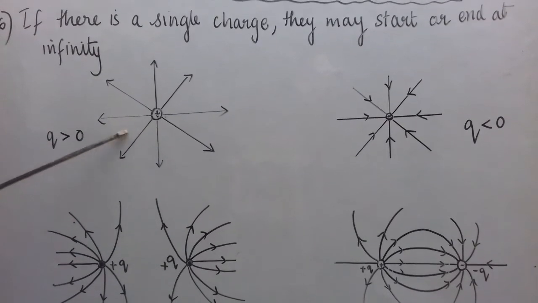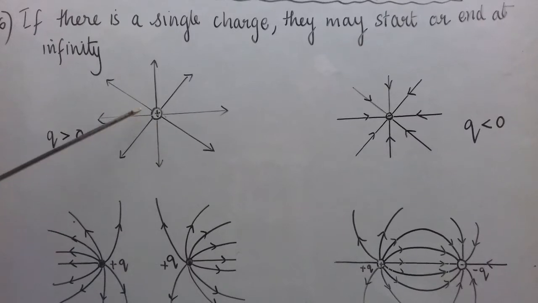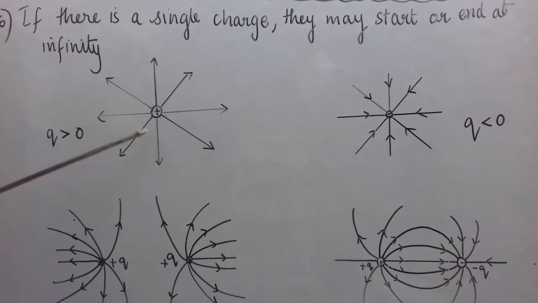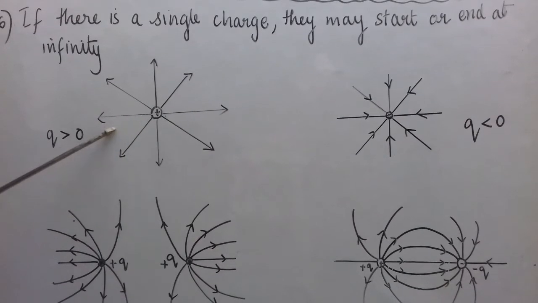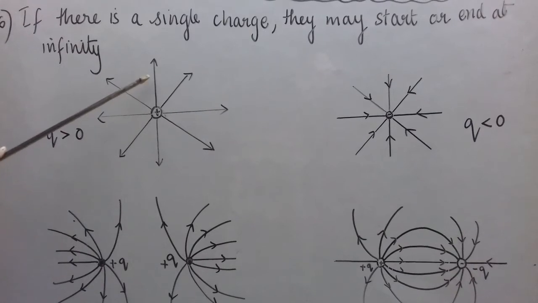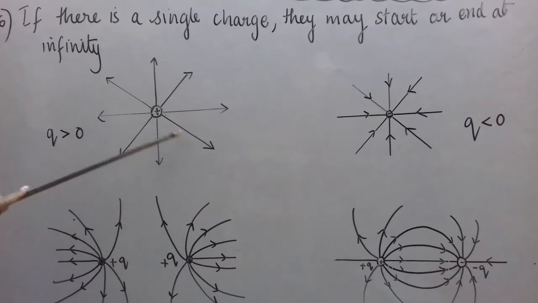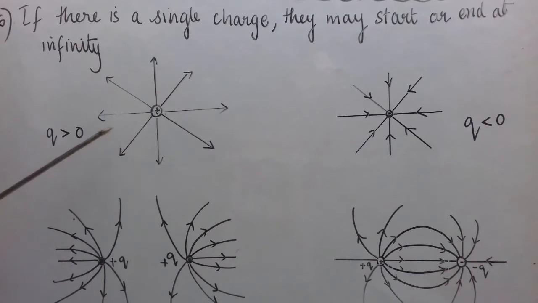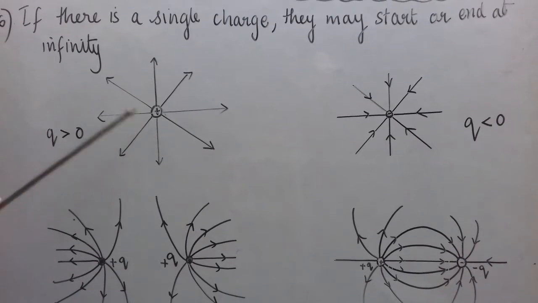You can draw as many lines as you wish, but see that they should not intersect each other at any point or any place. Arrows show such lines arising from this point charge and pointing outwards. Straight lines give us the electric field lines of a point positive charge.